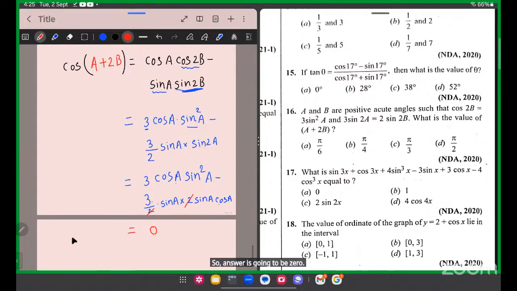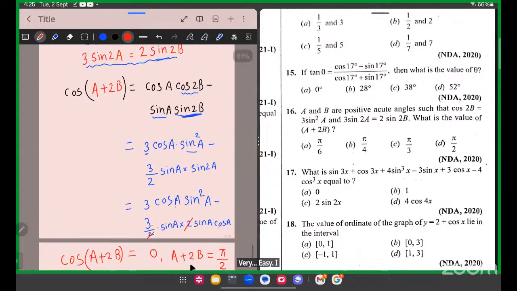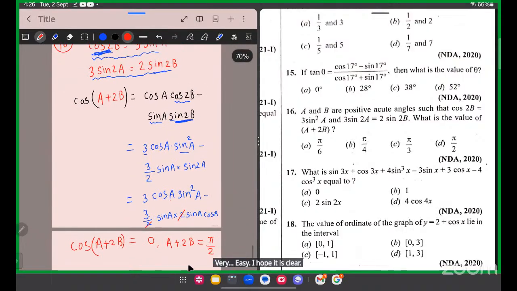So we have got cos A plus 2B is equal to 0. Therefore, A plus 2B is equal to pi by 2. Very easy. I hope it is clear. Understood what I have done?